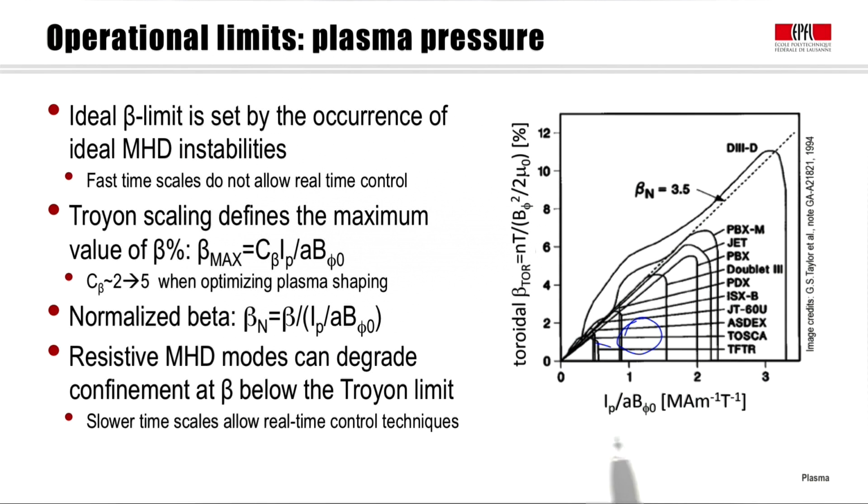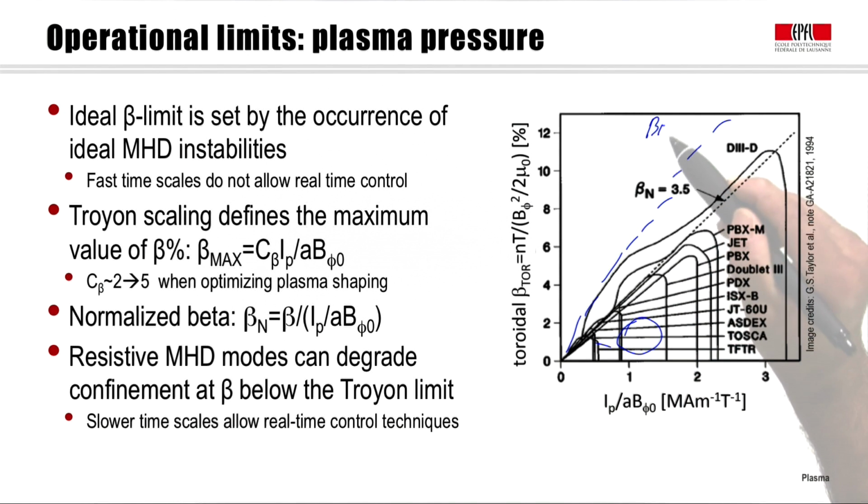for a certain value of IP over A B phi naught, clearly obtains a toroidal beta that exceeds this 3.5 limit. In fact, if we draw a line taking this value, this line would correspond to beta N in excess of 4, perhaps even 5.